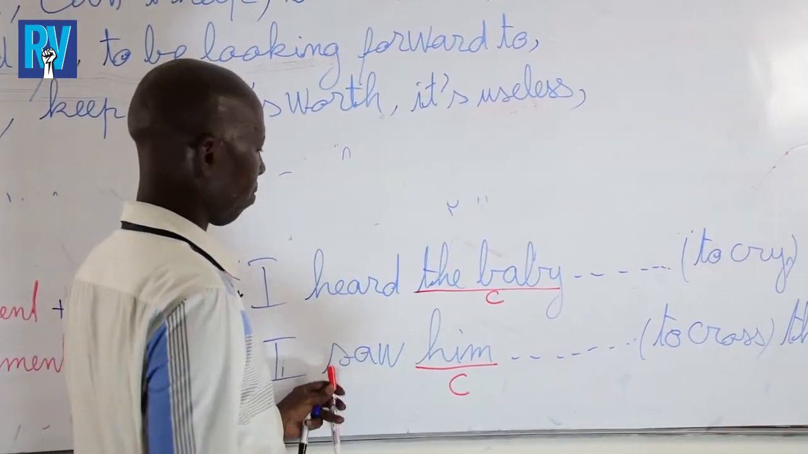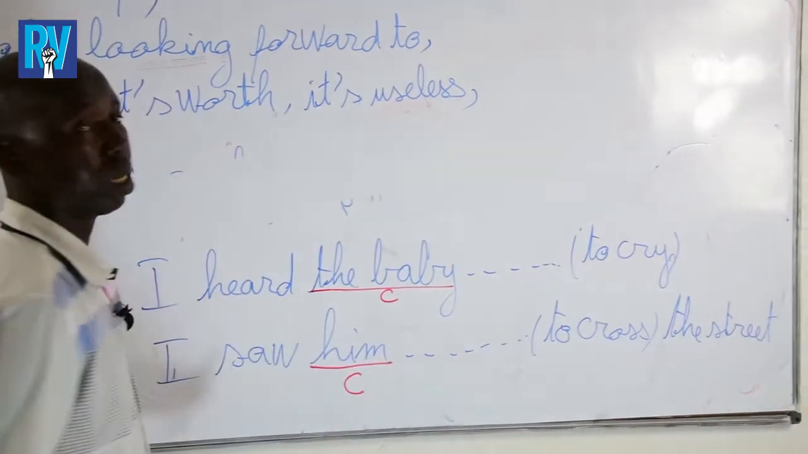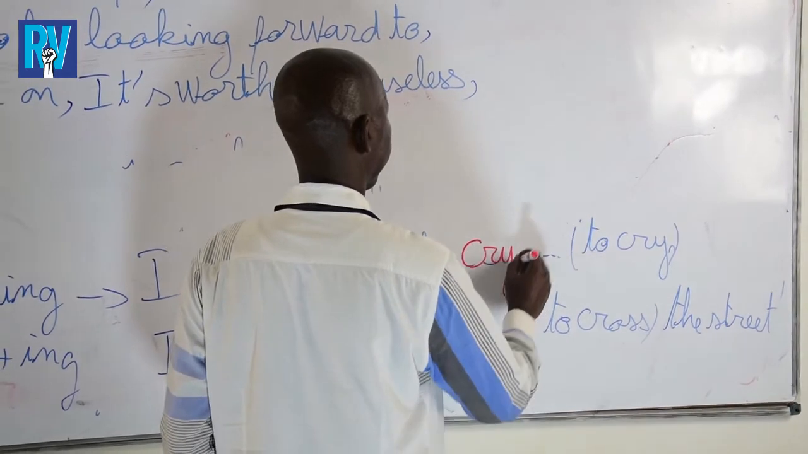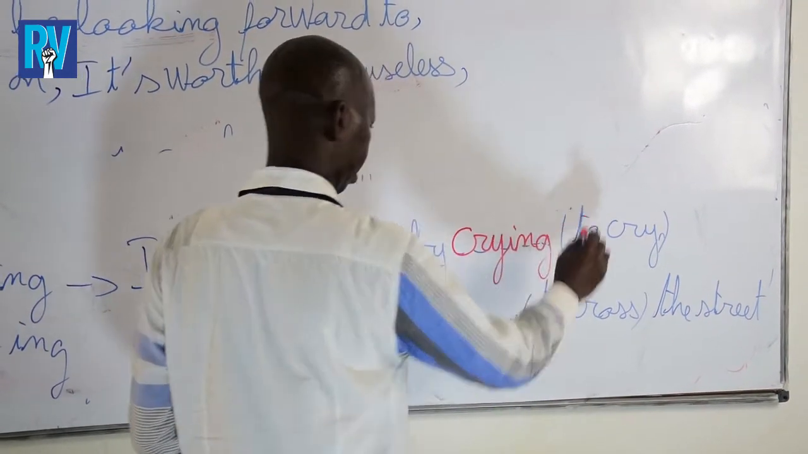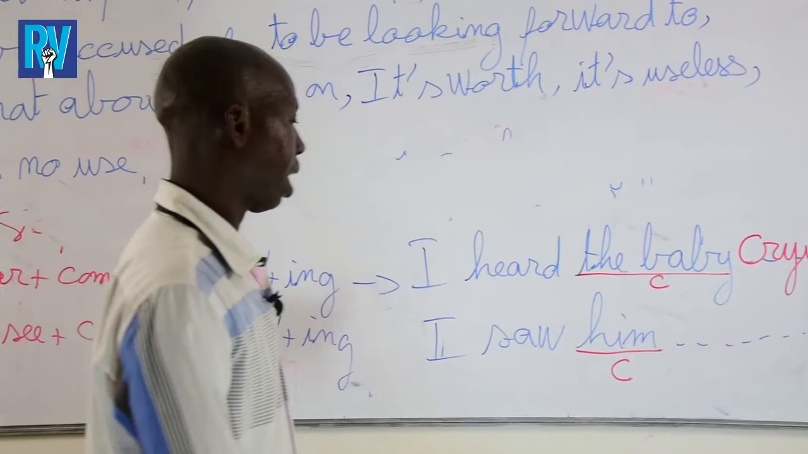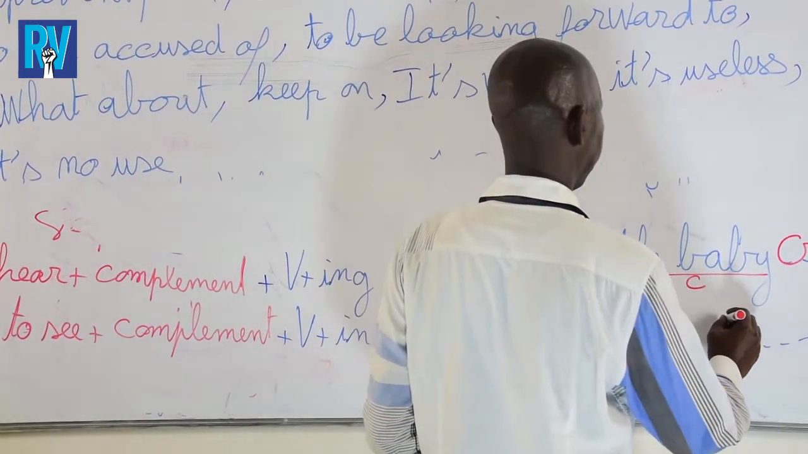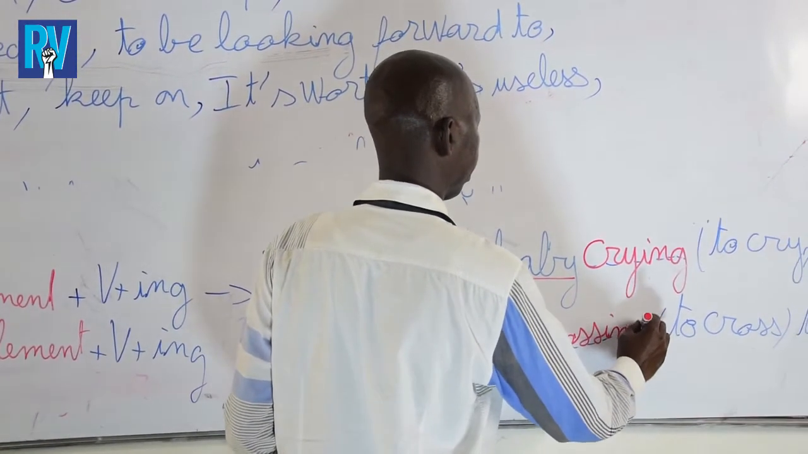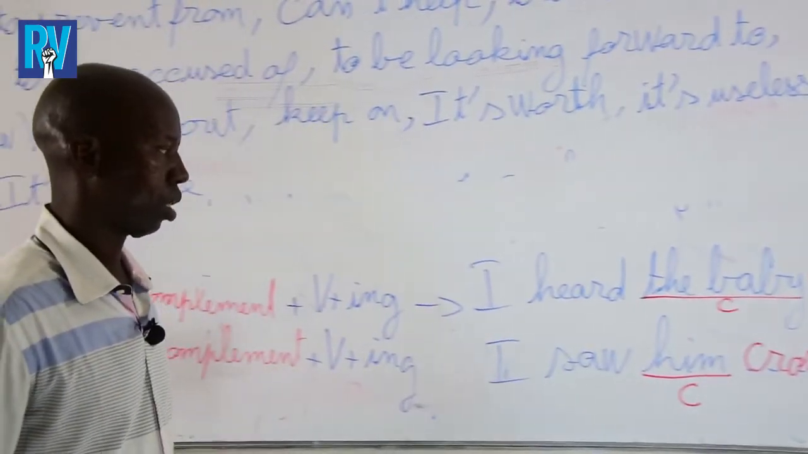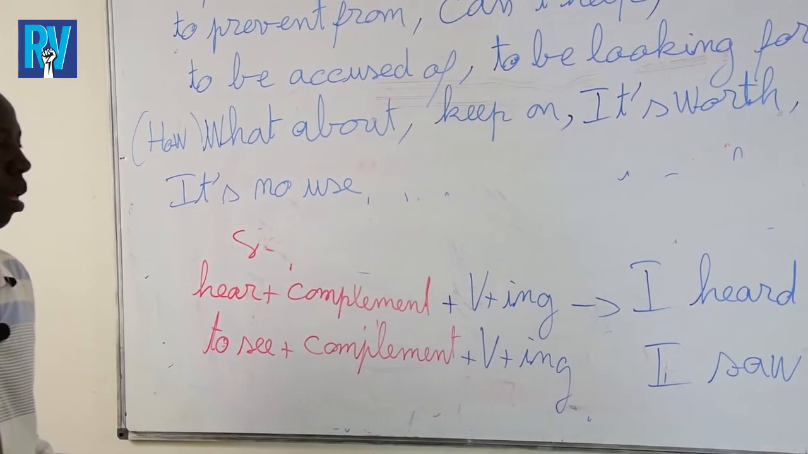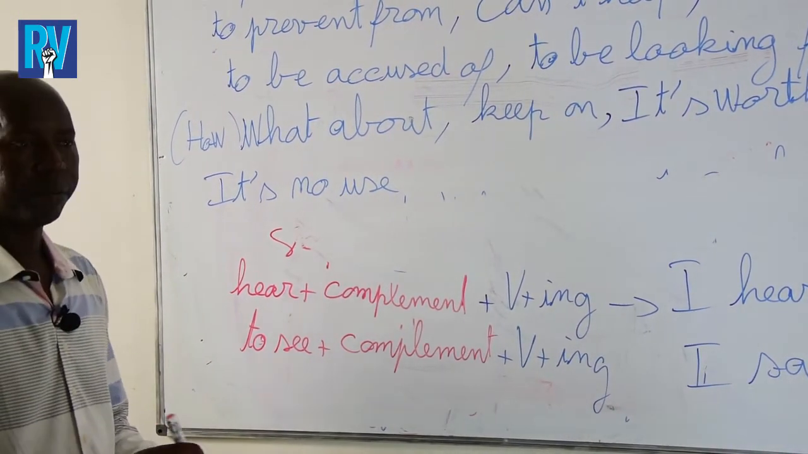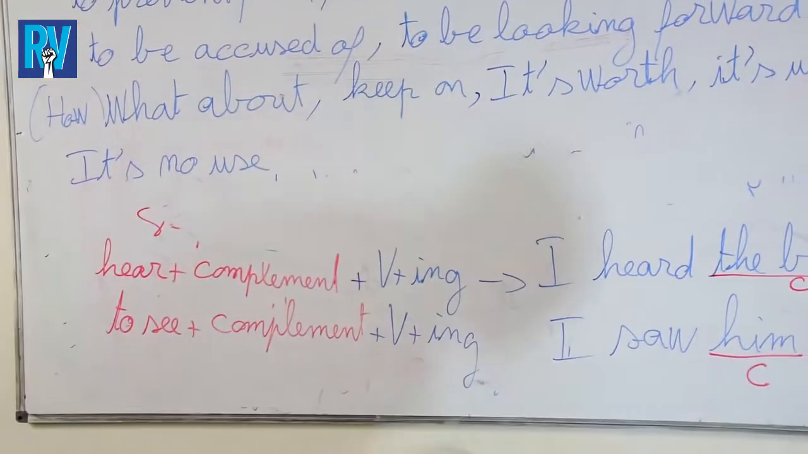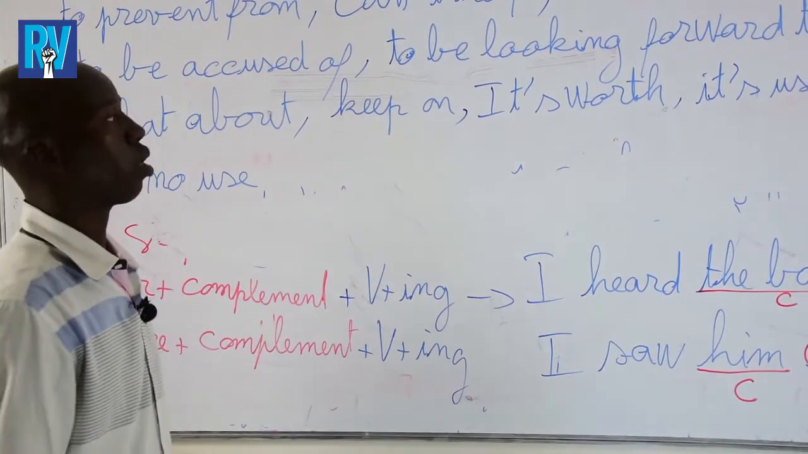Donc le verbe entendre, le verbe voir, suivi d'un complément, le verbe qui suit prend la forme ing. I heard the baby crying. And I saw him crossing the street. Je l'ai vu traverser la rue. Crossing the street. Okay? So, the next one, we are going now to see how to ask a good question in English. Asking questions.